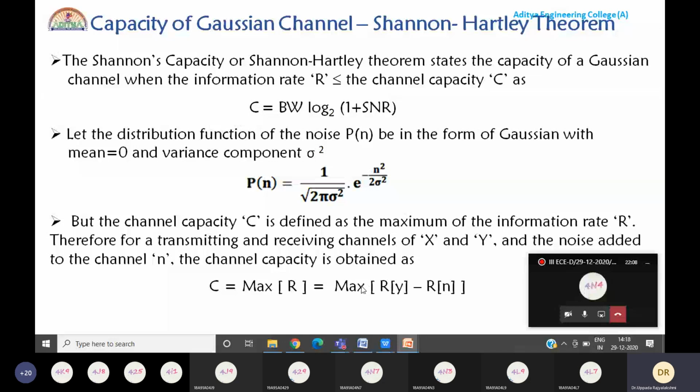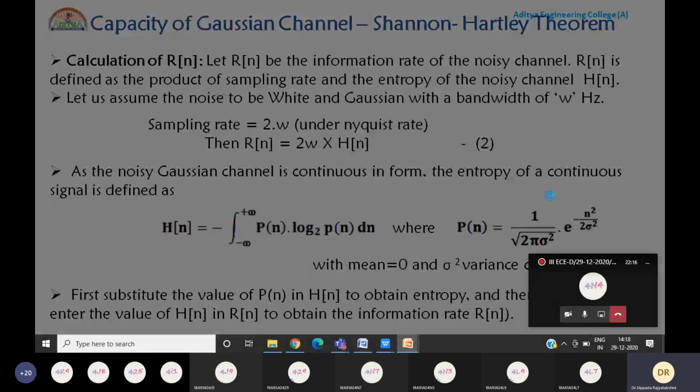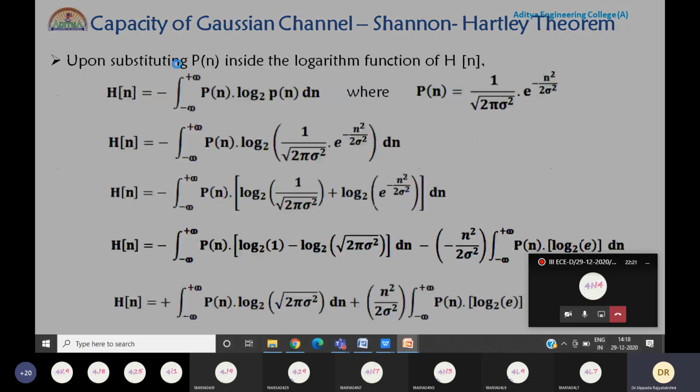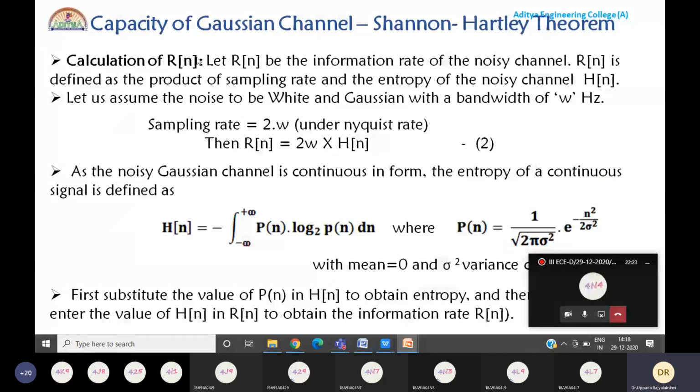Now let us calculate R of n, the information rate coming from the noisy channel, and R of y, the information rate of the receiver. Let us calculate these two parameters to get the channel capacity of the Gaussian channel. For that purpose, first we need to calculate R of n. So what is R of n? R of n is the information rate of the noisy channel.